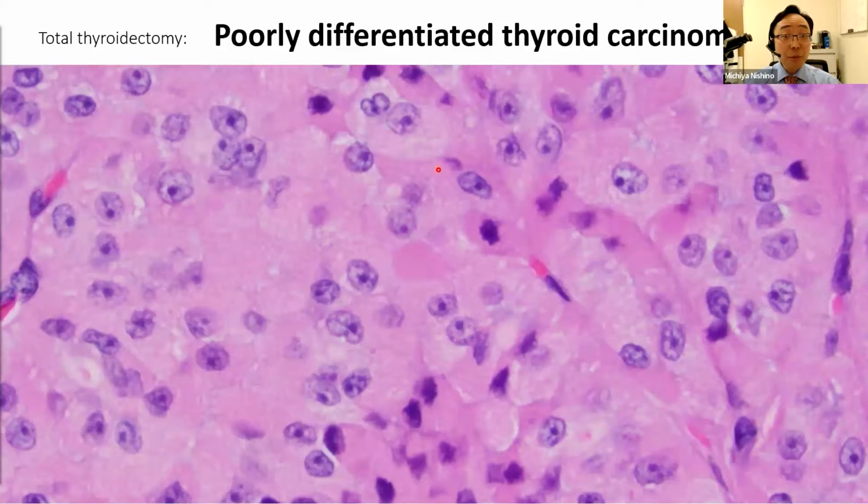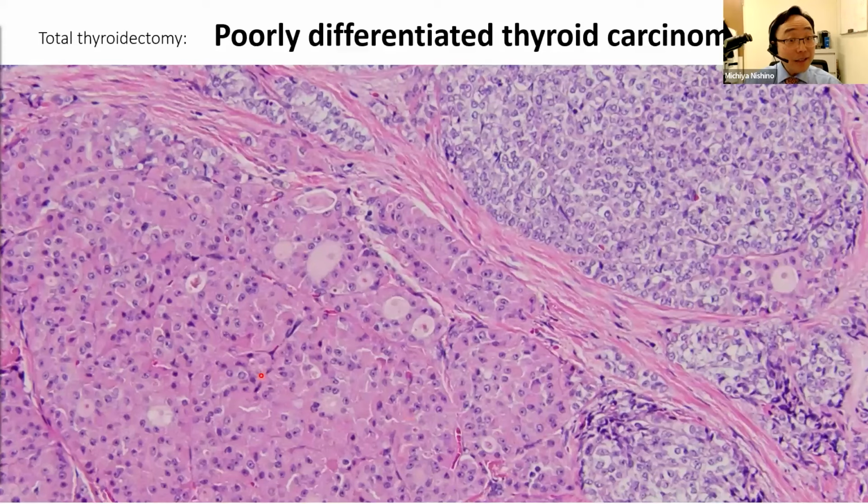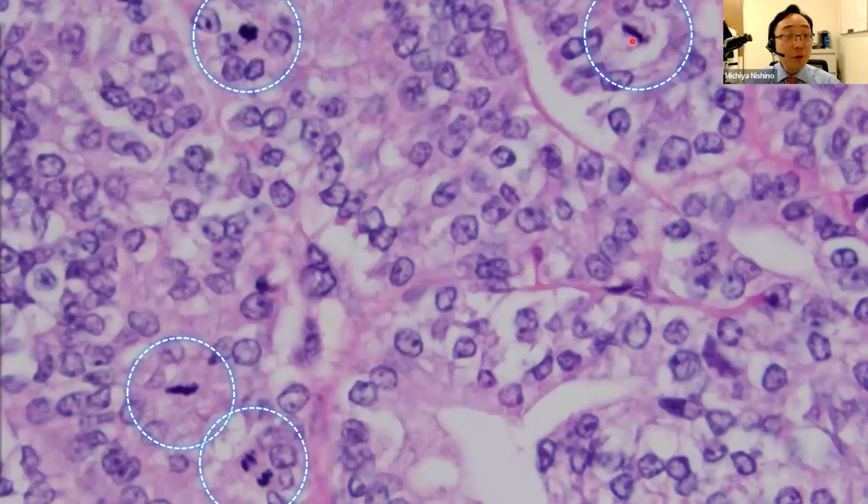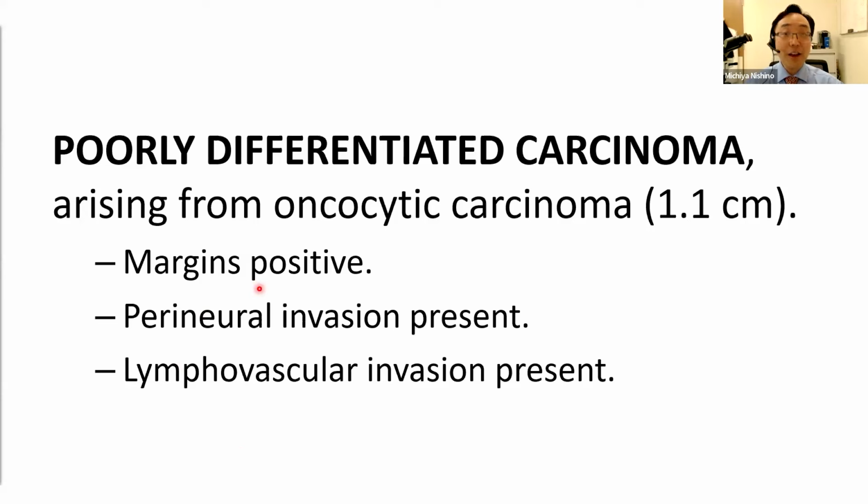And while much of the tumor did, in fact, consist of oncocytic cells with abundant granular eosinophilic cytoplasm, these oncocytes were mixed with a poorly differentiated component, seen on the upper right, with solid and trabecular architecture, pale instead of oncocytic cytoplasm, perineural invasion, and numerous mitotic figures, including 4 mitoses in this field alone, altogether diagnostic of poorly differentiated thyroid carcinoma arising from an oncocytic carcinoma.